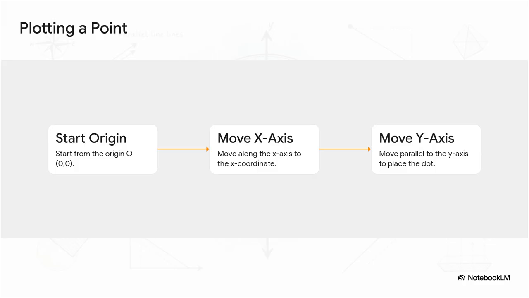Step 1. Always start at home base, the origin, 0, 0. Step 2. Read your x-coordinate, also known as the abscissa. If it's positive, you walk right. If it's negative, walk left. Stop right there.